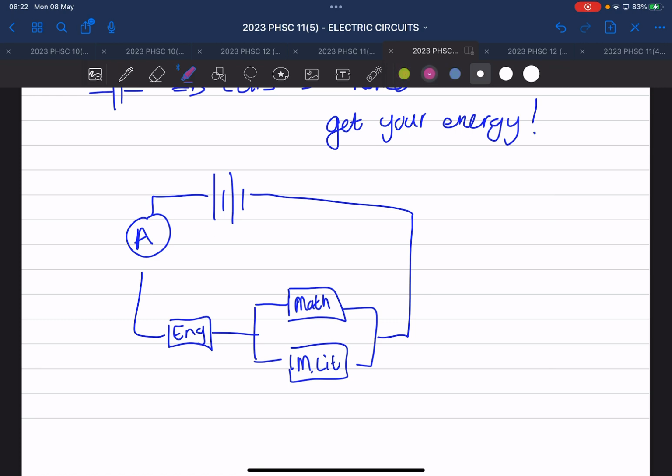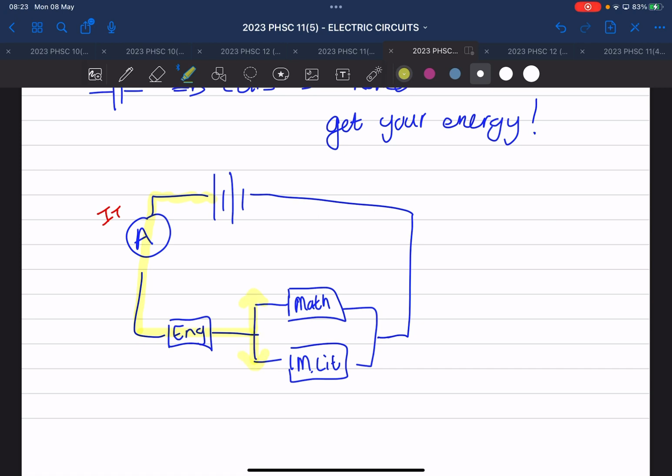So here you walk with your sandwiches. You see that everyone passes through that ammeter, so that ammeter measures the total current, because everyone passes through it, so it measures how many charges pass there per second. Then everyone needs to pass through English. And then the current, the little men, will split up. Some will go to math and some will go to math lit.